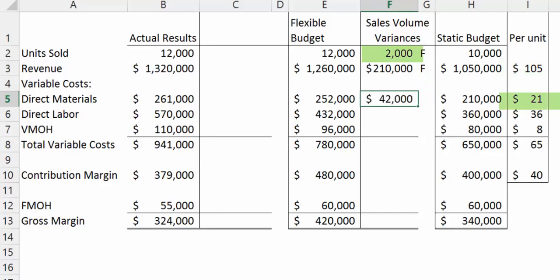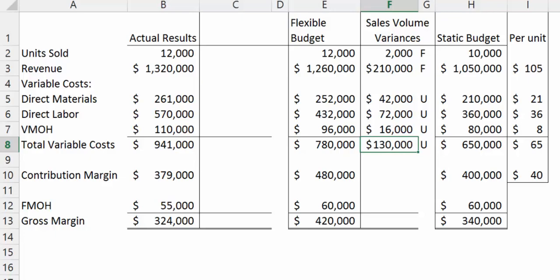2,000 units times $21 is $42,000. Alternatively, I could have subtracted my flex budget minus my static budget. This is an unfavorable variance, but it makes sense. I made 2,000 additional jogging suits. I needed $21 per jogging suit more of materials, so I needed $42,000 additional dollars to make those jogging suits for direct materials, $72,000 for direct labor, and $16,000 of applied manufacturing overhead.